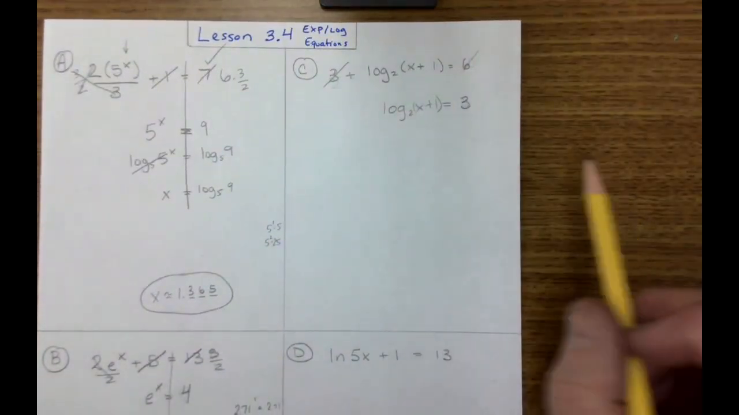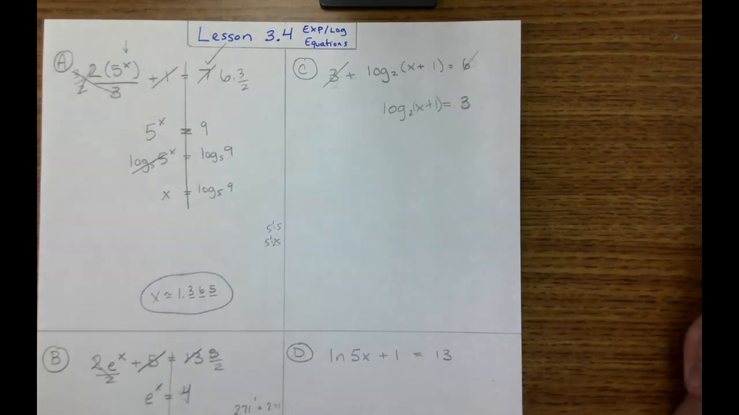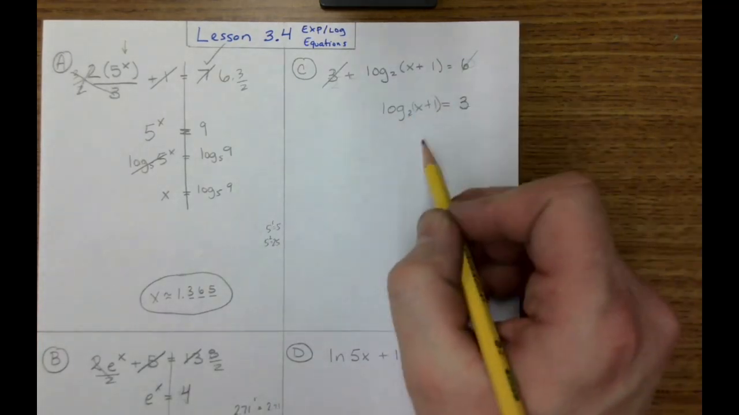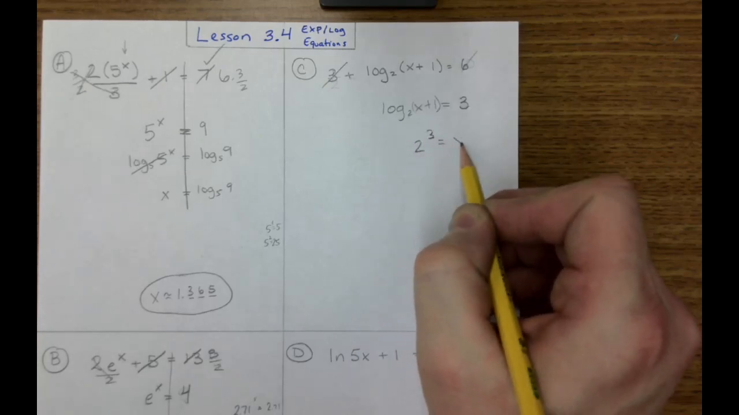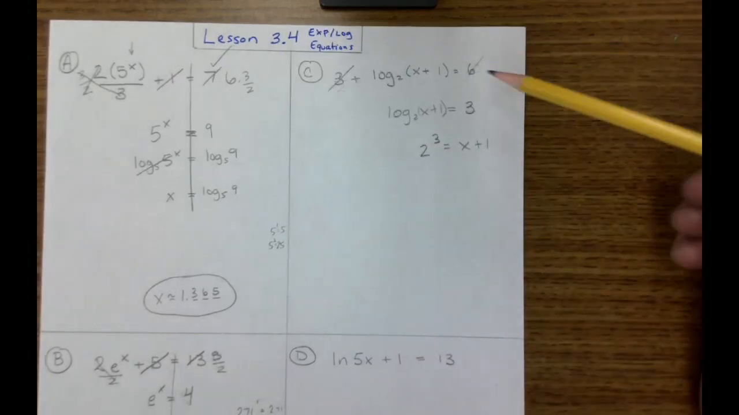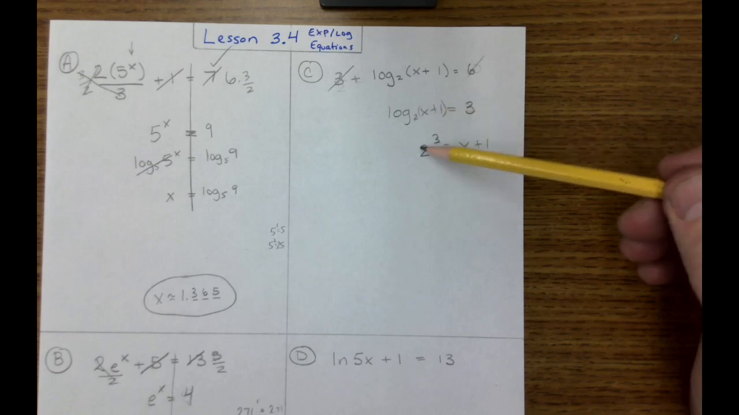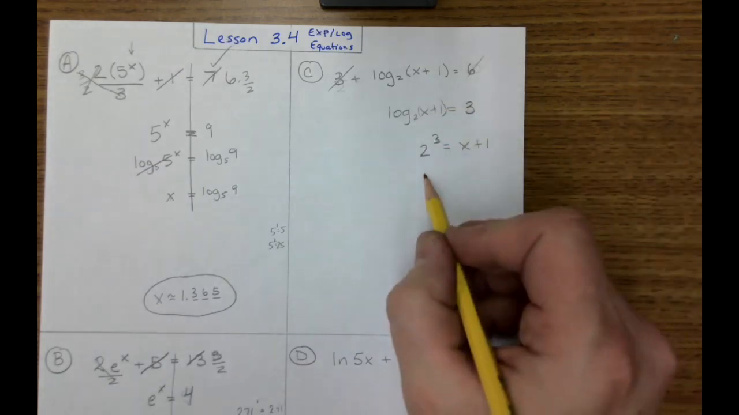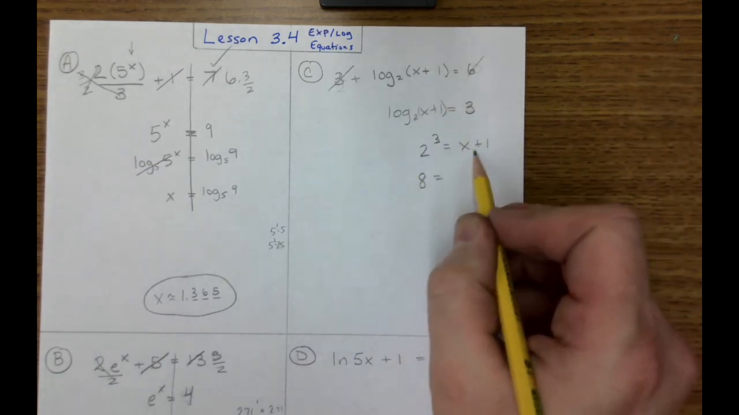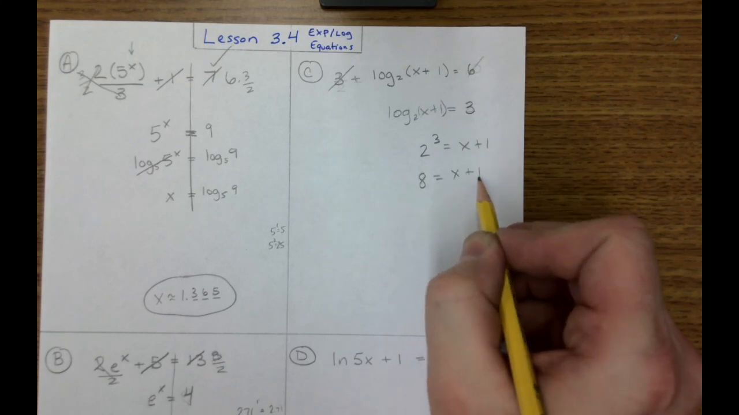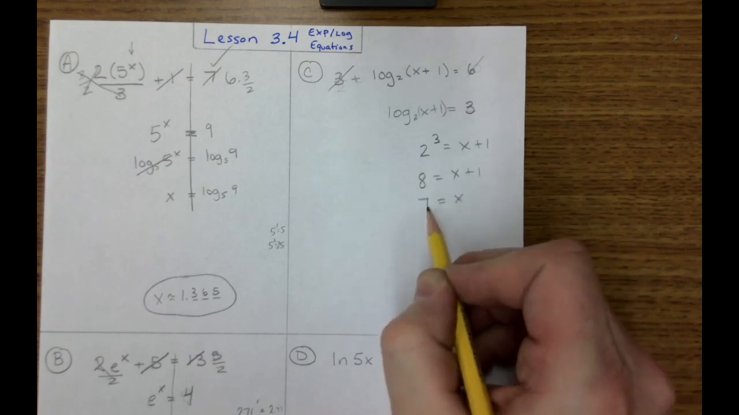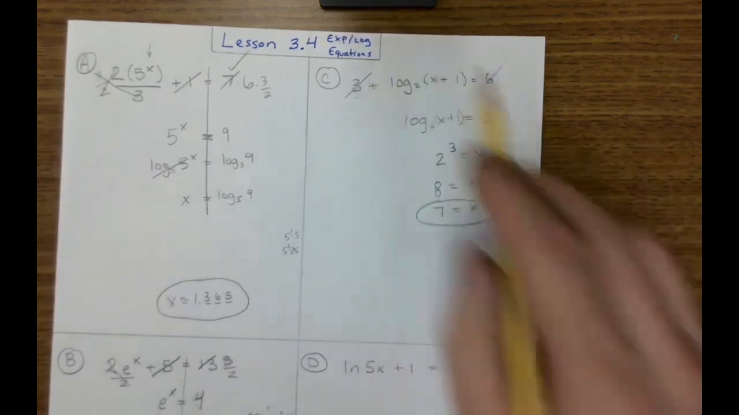Let's see here. If I take this and make this into an exponent problem, I have 2 to the third equals x plus 1. So I've went from the world of logs to the world of exponents. This is 8, and this is x plus 1, so subtract that over is 7. This is an easy one to check.